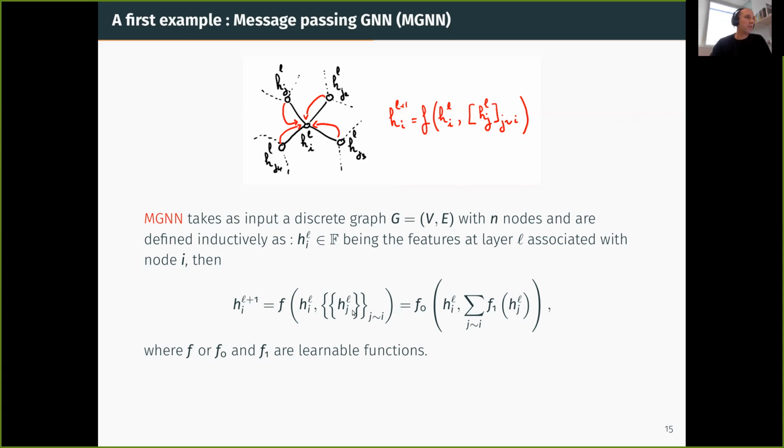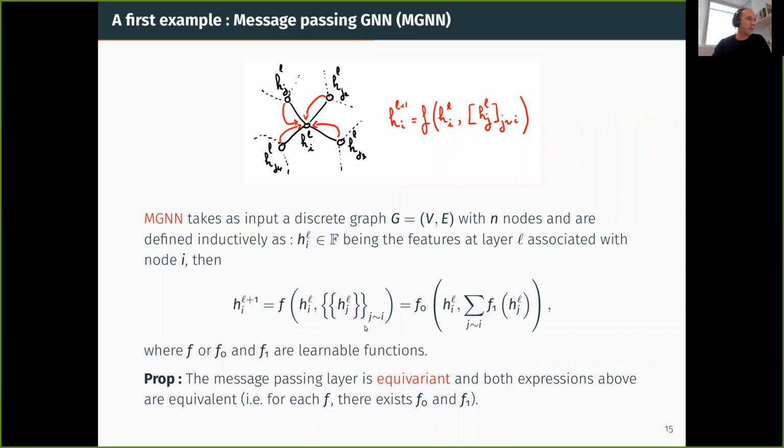And we saw with Deep Sets or PointNet that any such function can be written as a sum. And this is a mathematical property. If you want to make it equivariant, this is what I'm calling a message passing layer, because I'm passing messages on the edges of the graph. In order to be equivariant, you can always consider a function like this, where f0 and f1 can be chosen arbitrarily, but are the same for each node in your graph.